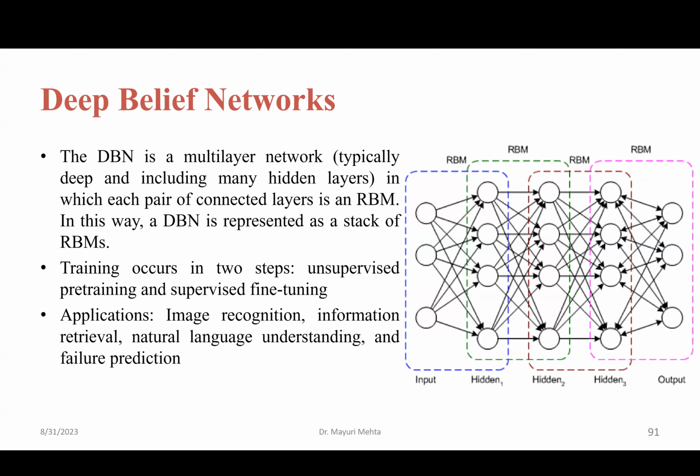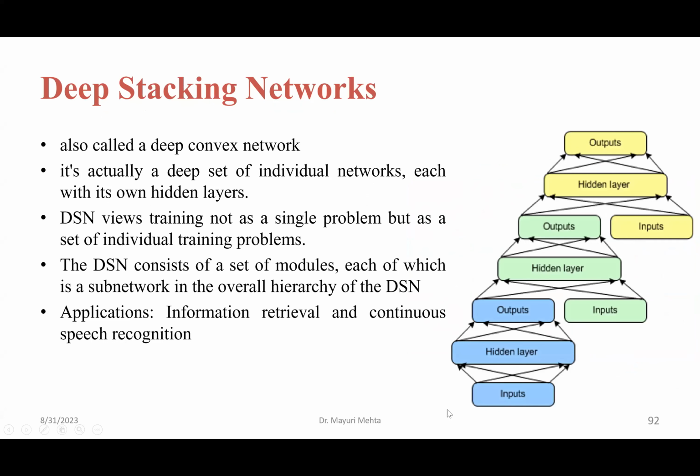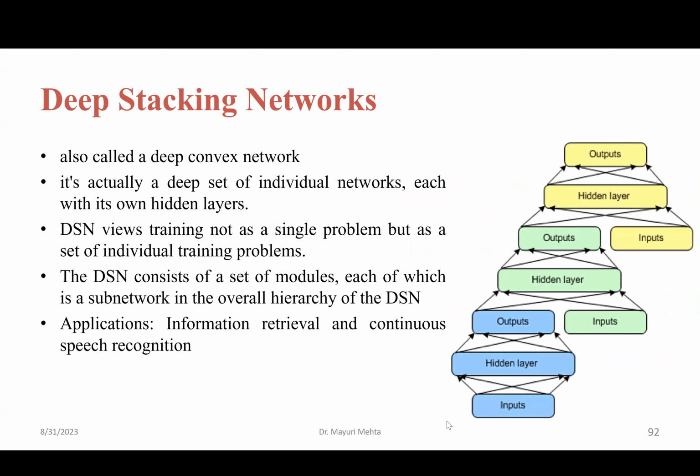Then next we have deep stacking networks. This deep stacking network is the final network in our group of deep architectures. It is also called a deep convex network.